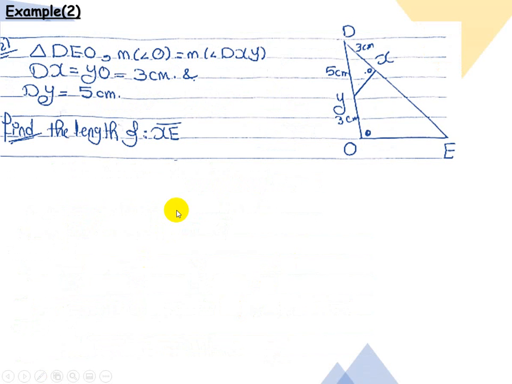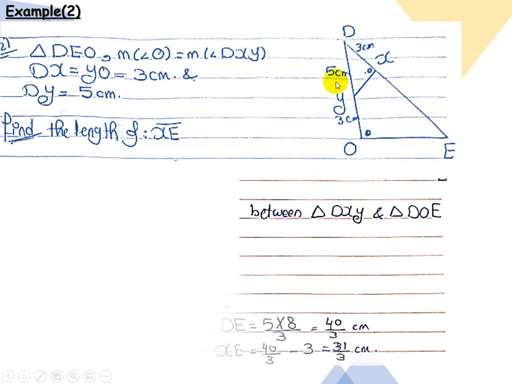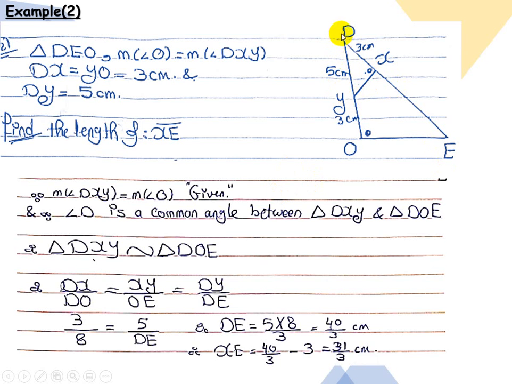Example number 2. In the opposite figure, measure of angle O equals measure of angle DXY. DX is 3 cm, DY equals 5, YO equals 3 cm. Find length of XE. Since the two triangles DXY and DOE have a common angle, which means angle D, and measure of angle DXY equals measure of angle O, given, therefore the triangle DXY is similar to triangle DOE.